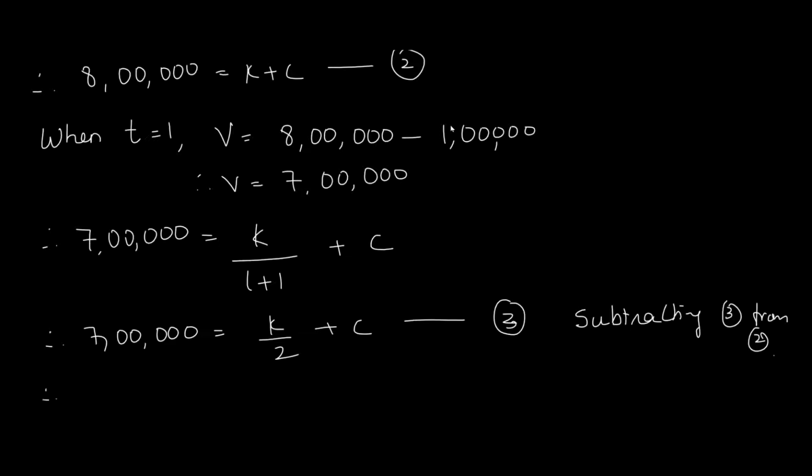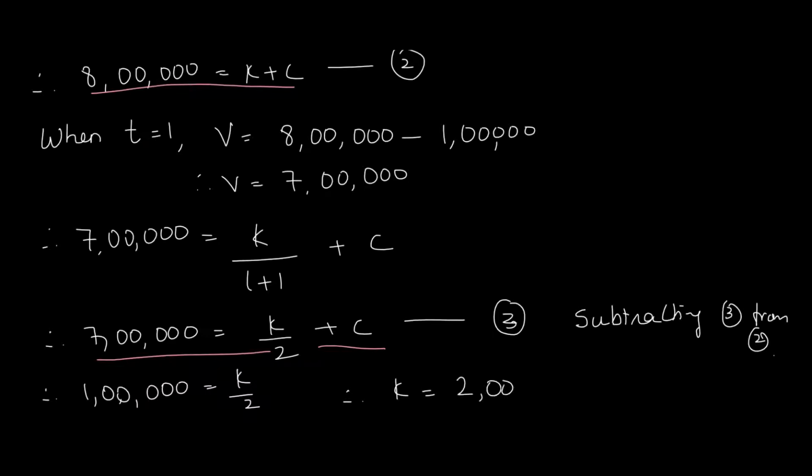We get over here. Now 8 lakhs minus 7 lakhs. Observe equation 2 and equation 3 over here. Equation 2 is here and equation 3 is over here. So we have 8 lakhs minus 7 lakhs coming as 1 lakh is equal to k minus k upon 2 gives us k upon 2. And c minus c goes away. And therefore we get k as 2 lakhs. So K becomes 2 lakhs.